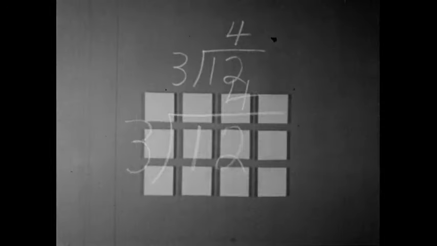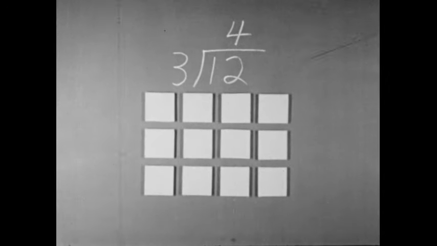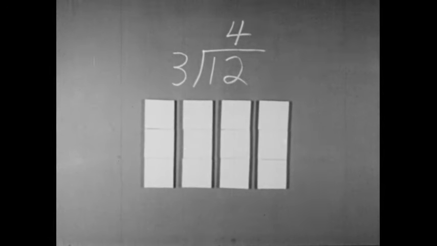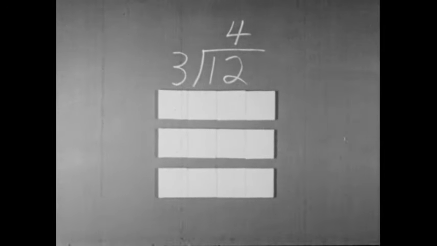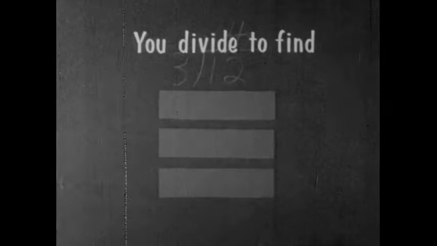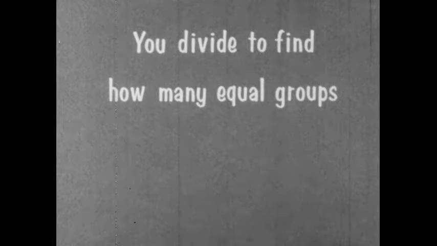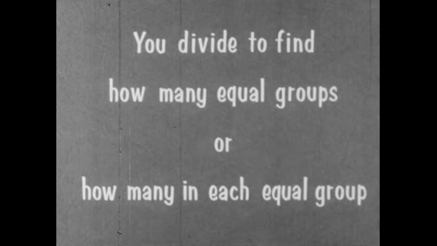We can illustrate one meaning this way. Here are 12 squares. Let's divide them into equal groups with 3 squares in each group. There are 4 groups. By dividing, we found how many groups of 3 there are in 12. This time, let's divide the squares so that there are 3 equal groups. Now, there are 4 squares in each group. This time, by dividing, we found how many there are in each equal group. So you see, you divide to find how many equal groups, or how many in each equal group.